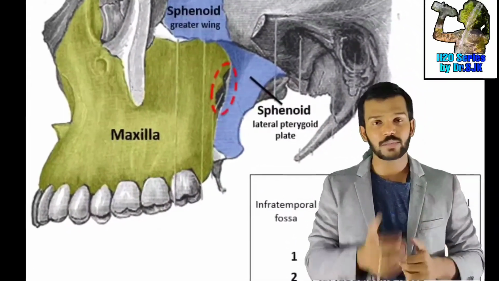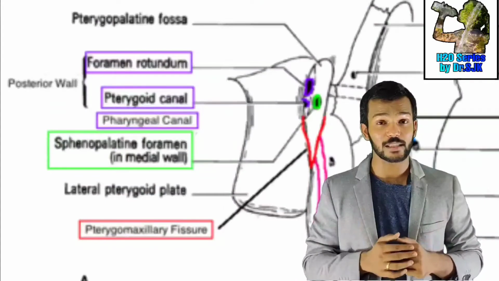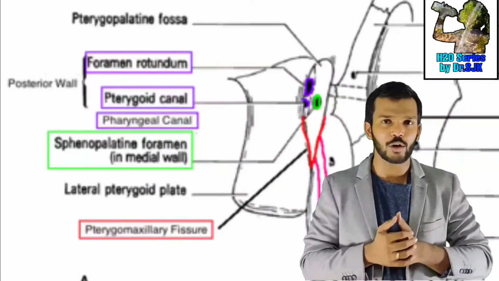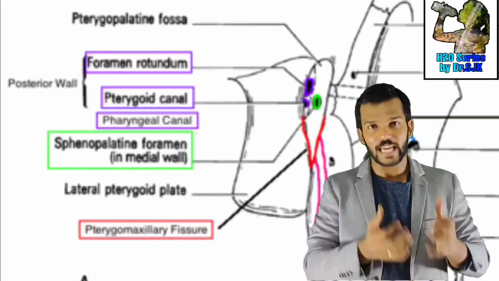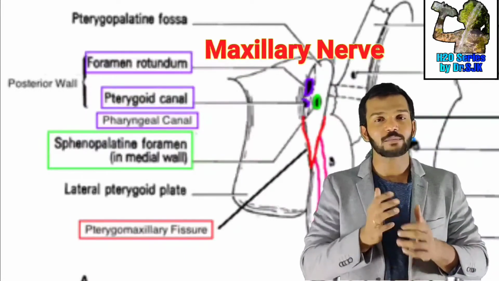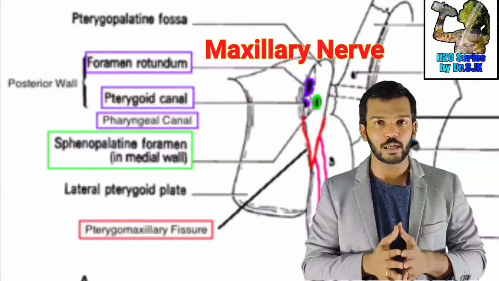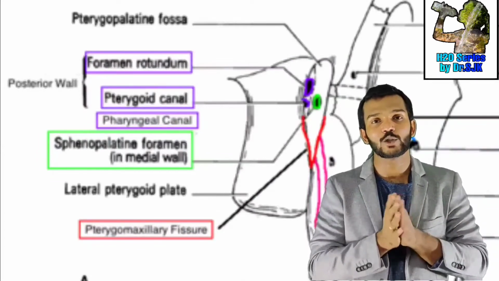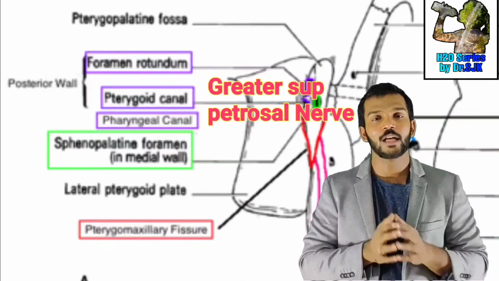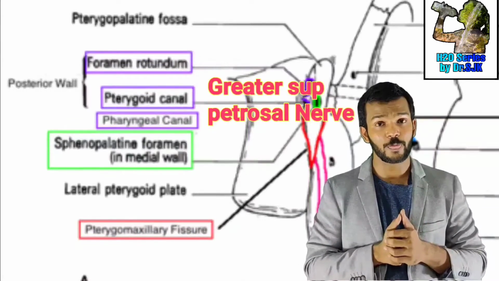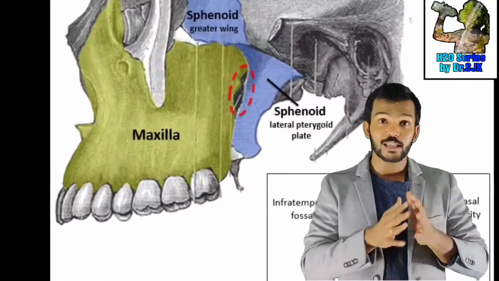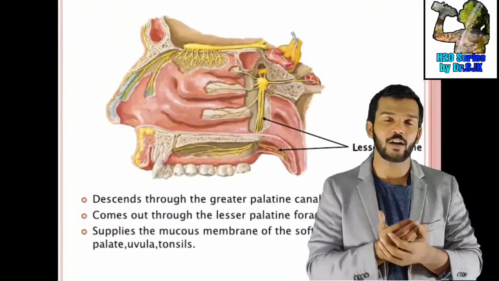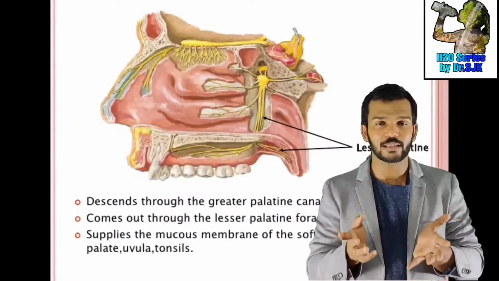The posterior boundary is formed by the sphenoid bone, which has two foramens: the foramen rotundum and the pterygoid canal. These are two important foramens because the foramen rotundum carries the maxillary nerve. This maxillary nerve is very important. Then the pterygoid canal carries the greater petrosal nerve. Then we go to the floor. The floor is a free space leading into the greater palatine canal, which carries the greater palatine vessels.